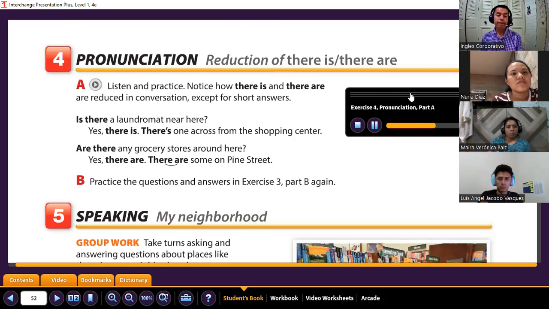Is there a laundromat near here? Yes, there is. There's one across from the shopping center. Are there any grocery stores around here? Yes, there are. There are some on Pine Street.